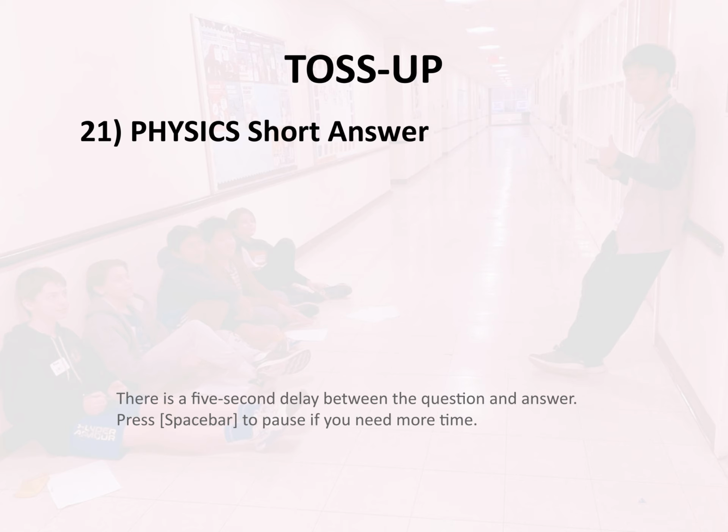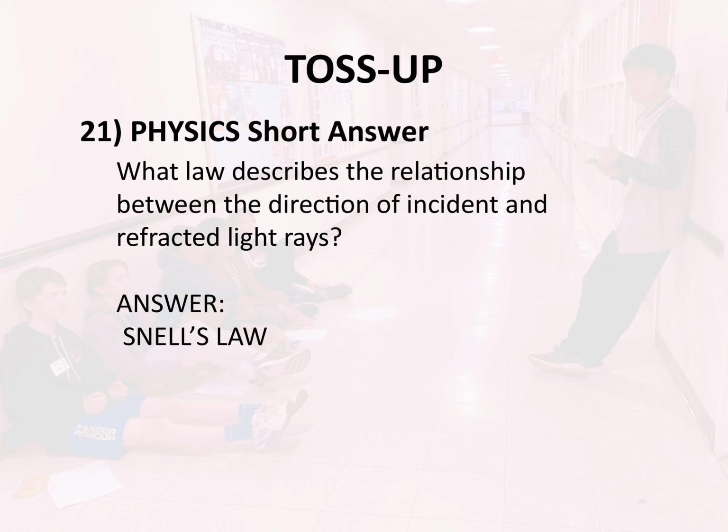Toss-up 21. Physics. Short answer. What law describes the relationship between the direction of incident and refracted light rays? Answer: Snell's law.